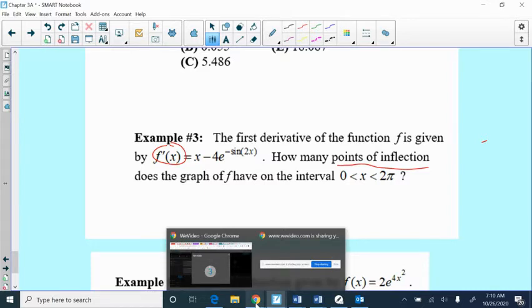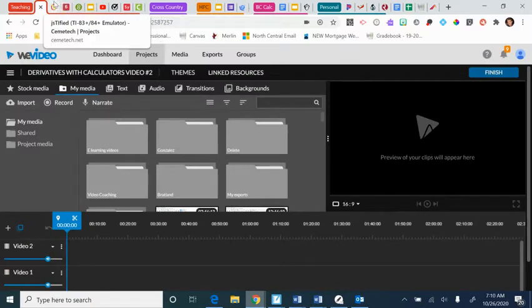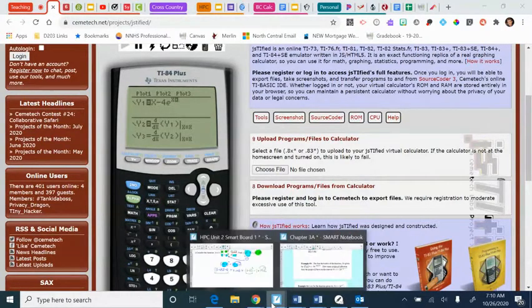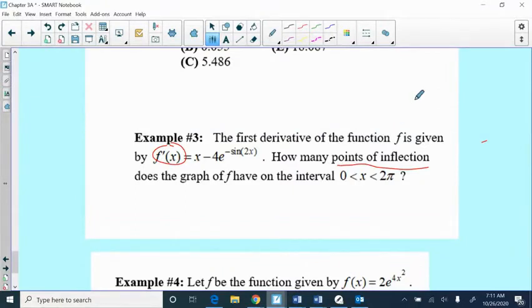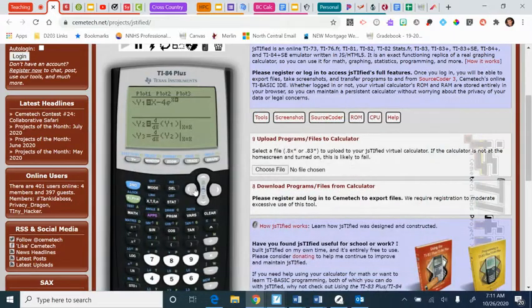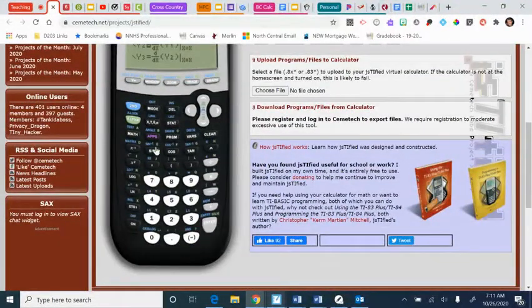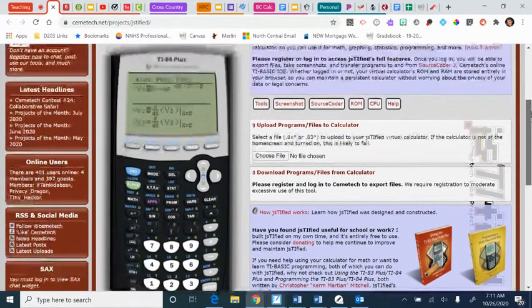I have an online version. If you remember, x minus 4 e to the x. Let's see. So x minus 4 e to the... I thought it said... no, what did it say? e to the negative sine of 2x, my bad. e to the negative sine of 2x. Just so you remember, you should always be in radian mode when you're dealing with trig. Okay, so x minus 4 e to the negative sine of 2x.